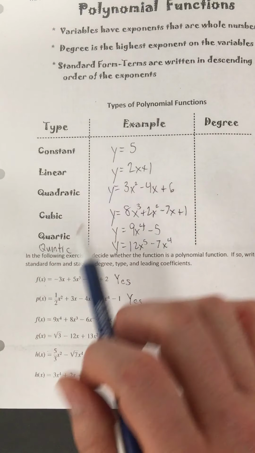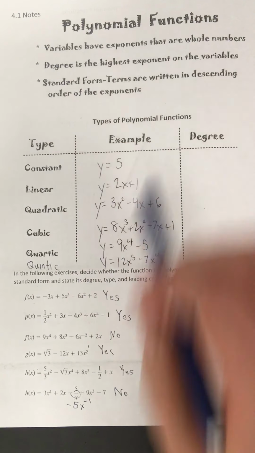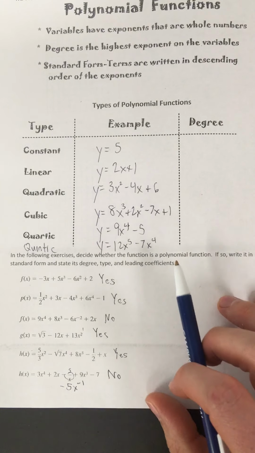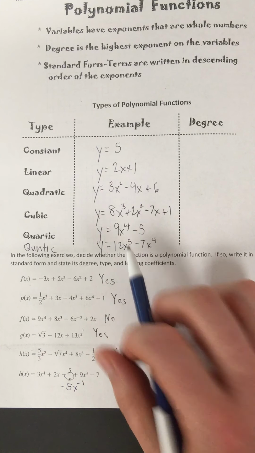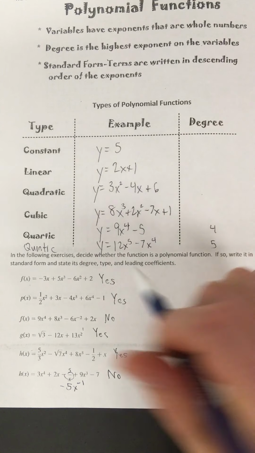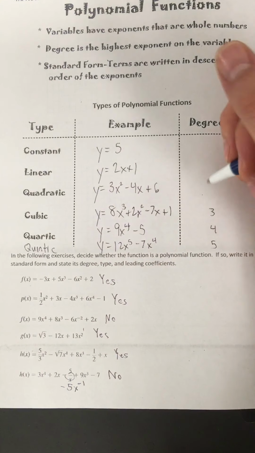They get these names based on the degree. The degree of a polynomial is the highest exponent on the variables, just the biggest exponent in the problem. So if you look down at the quintic one, what's the degree of that? It's 5. The biggest exponent is 5. Degree of quartic is 4. Degree if it's cubic, that's 3. Degree if it's quadratic, that's 2.